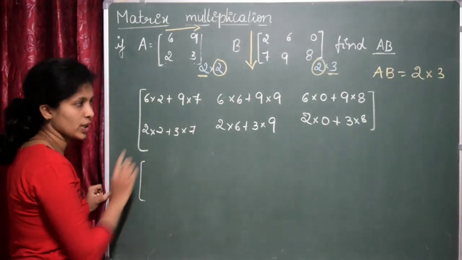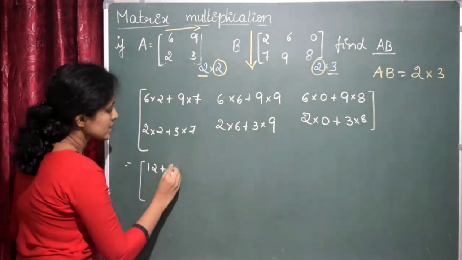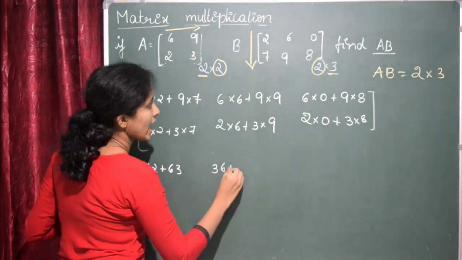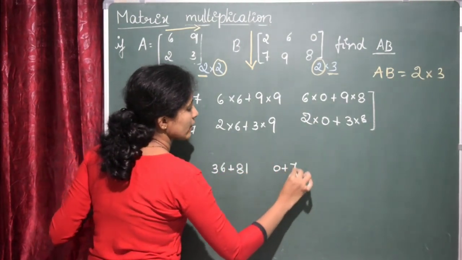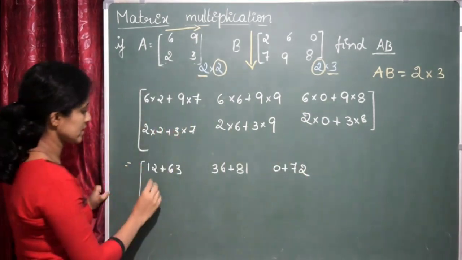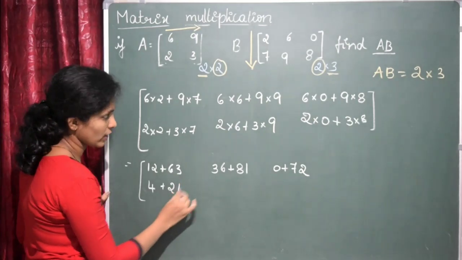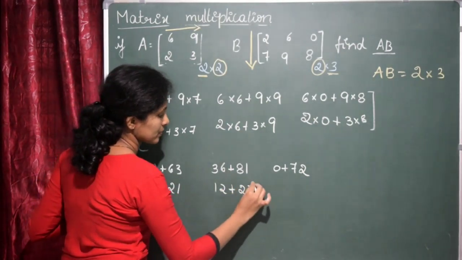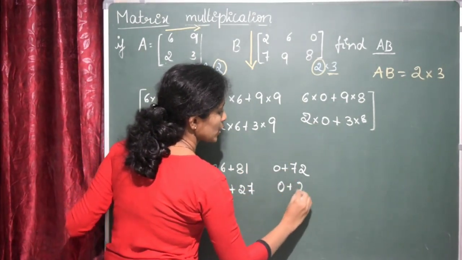Now just the simplification. This is 6 into 2 is 12. 9 into 7 is 63. 6 into 6 is 36 plus 9 into 9 is 81. So this is 0 plus 72. And here this is 4. 2 into 2 is 4 plus 7 into 3 is 21. So this is now 12, and 27. This will be 0 plus 24.